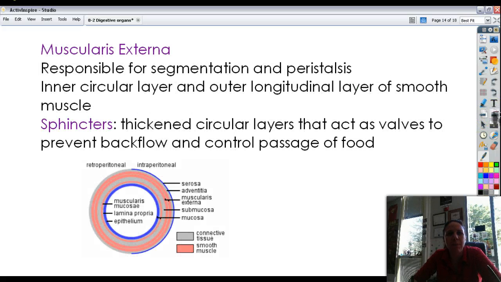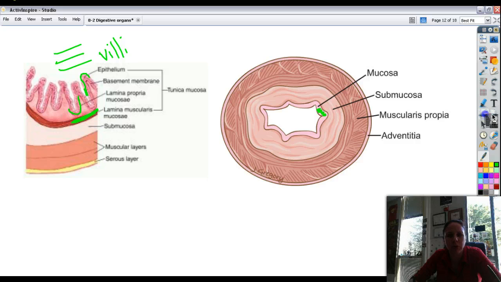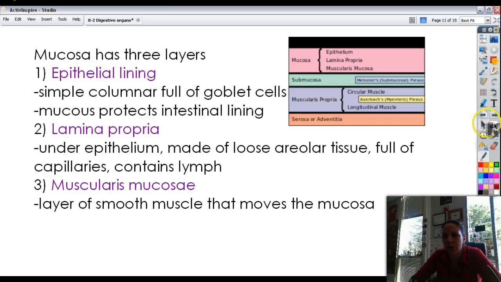Okay, and next one we have the muscularis externa. I am going to steal some. I like this picture. Hang on one second. I'm going to go steal this. And let's see. Hang on one sec. Pardon me.